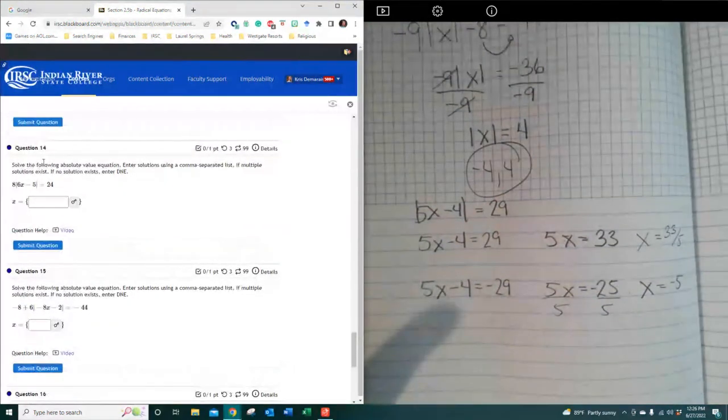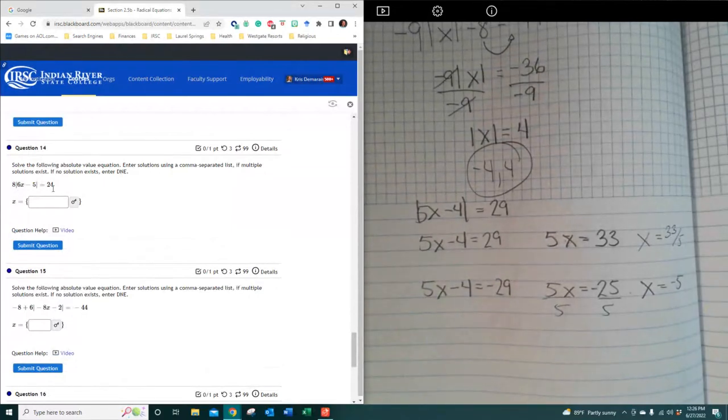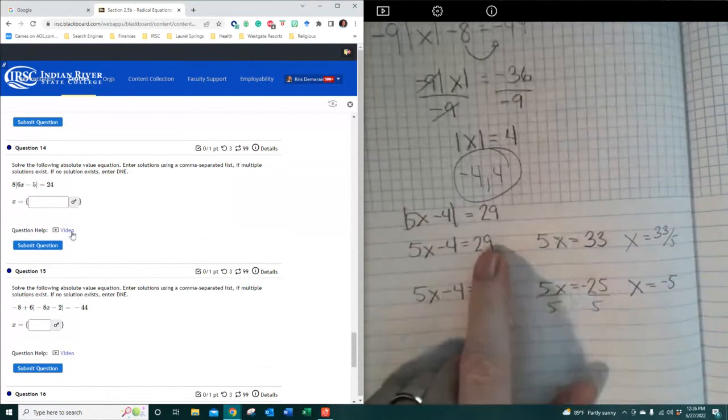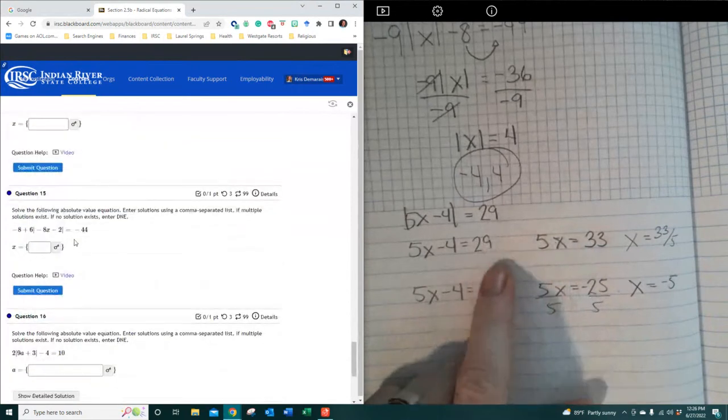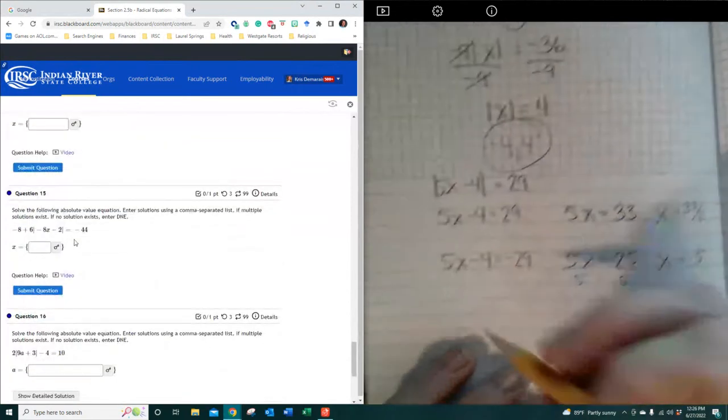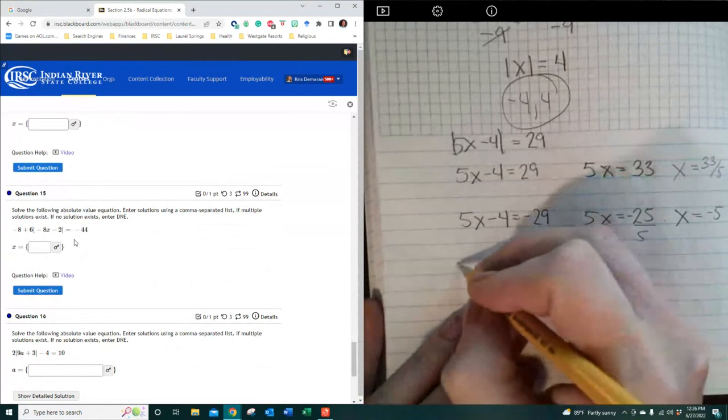I'm not going to bother doing 14, because all it is is dividing both sides by 8, getting the 3, and then going ahead and subtracting. And then it's the same process as this. I would like to do number 15. Let's see what that does. Okay. Trying to give you different examples, different looks.